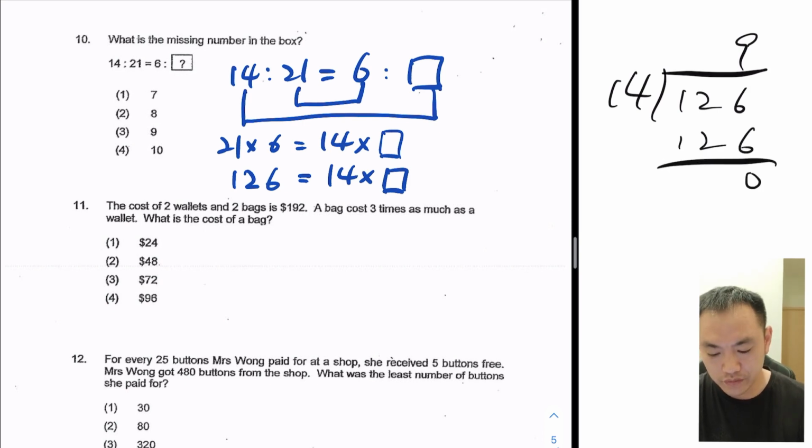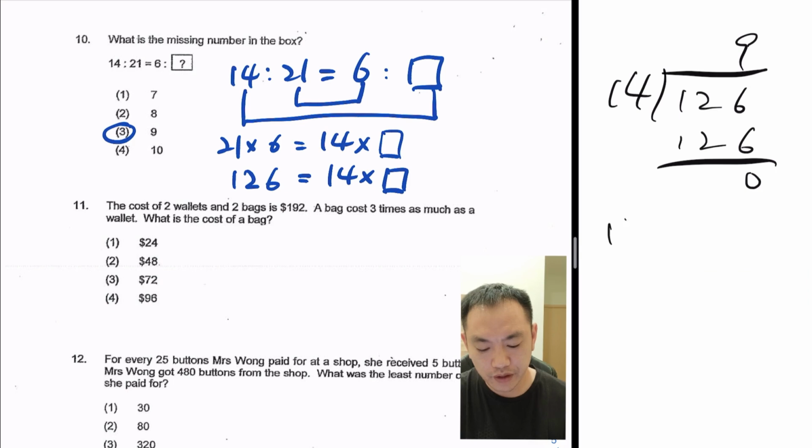Okay, so square is 9. So the answer is 3. It could be a little bit tricky to do straight away. Another way of doing this is you simplify the ratio on the left hand side first, and you can see both of them are multiples of 7, so you can simplify by 7, which gives 2 versus 3, and then you could do the same thing.